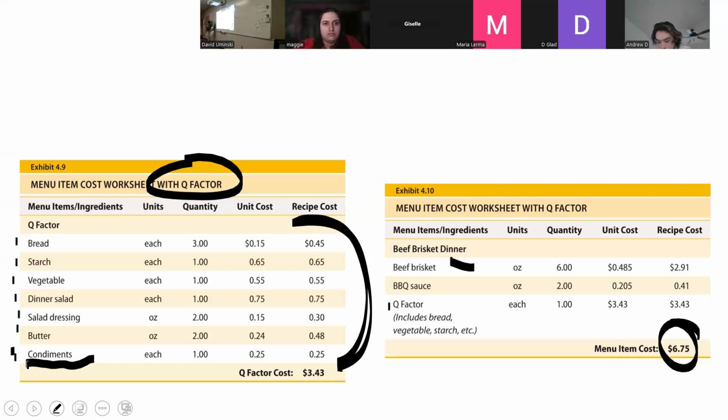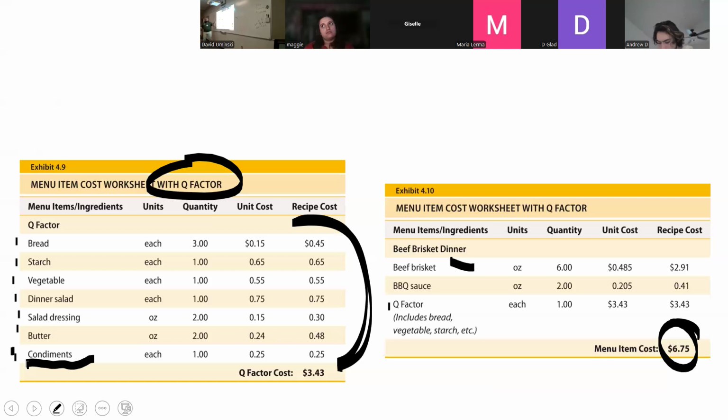The Q factor is everything that is the cost of all those complementary items. So when you go to a Mexican restaurant and they give you a basket of chips, the cost of those chips and salsa should be built into the cost of the entree that you were purchasing. When you go to the Alamo Cafe and they have fresh tortillas right off the press, the cost of those tortillas should be built into the cost of the entree that you're buying. If not, then they're losing money. Okay?